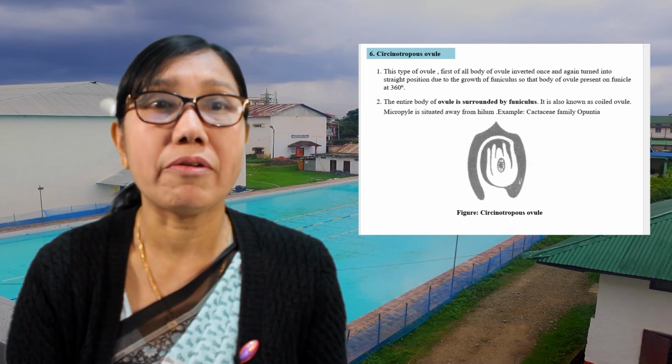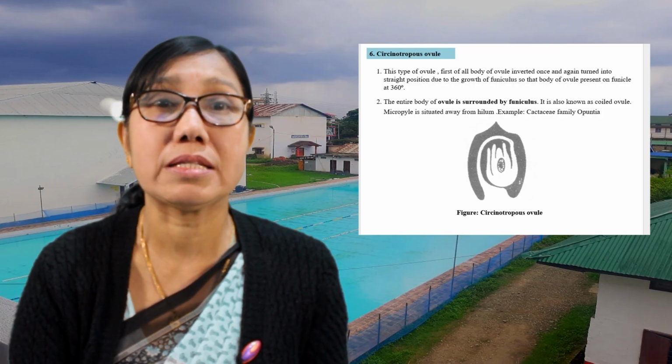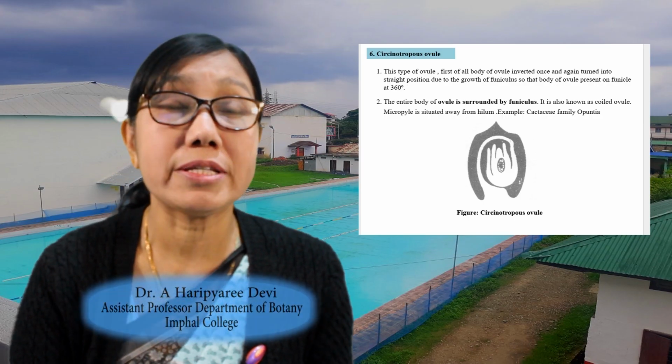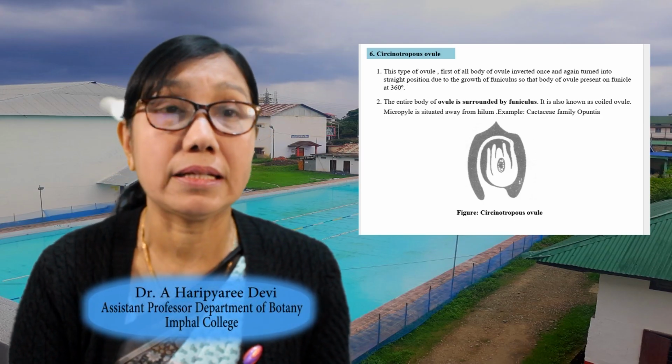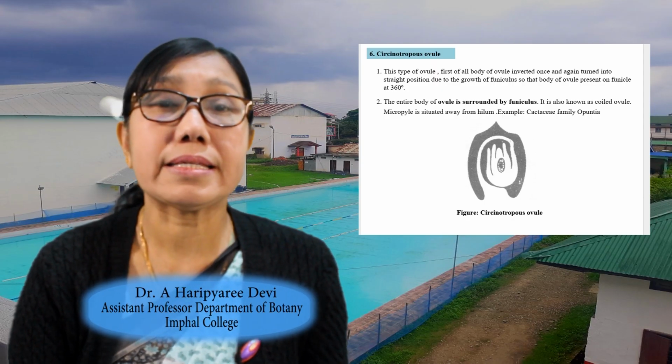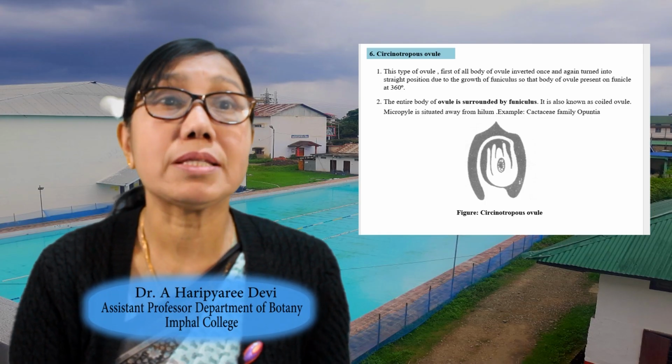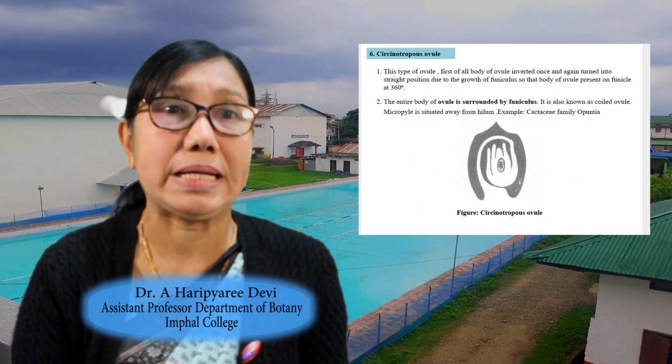The micropyle is situated away from the hilum. For example, it is found in the Cactaceae family, in Opuntia, which is very common. We can see it everywhere. In this Opuntia, this very specific type, the Sarcinotrophous ovule, is present.